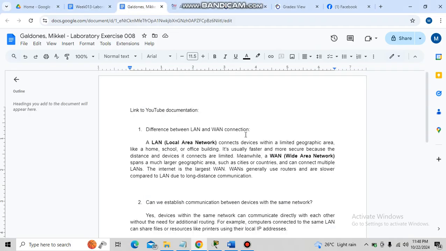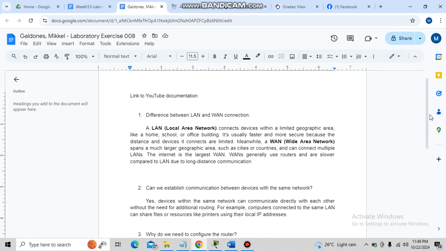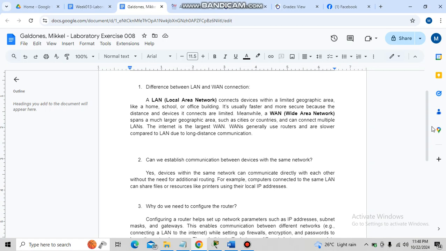And that is easy because a LAN is just a local area network, which means the connection of devices within a limited geographic area, and because it is limited, the connection is faster and more secure as compared to a WAN or wide area network, which spans a much larger geographic area and connects multiple LANs, which as a result leads to slower network connections compared to LANs, and the need of course to use more routers due to the long distance communication.